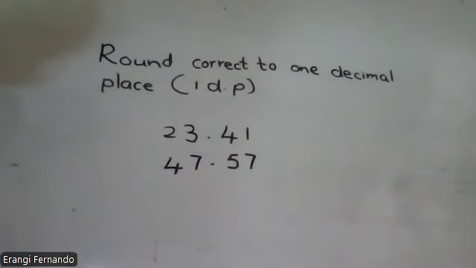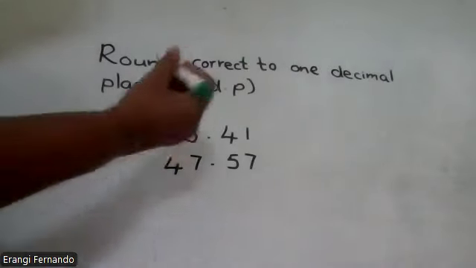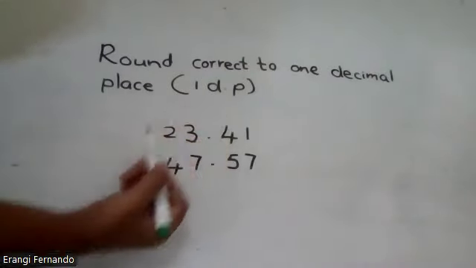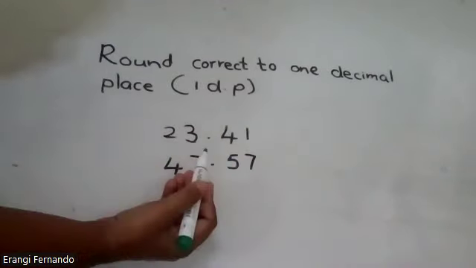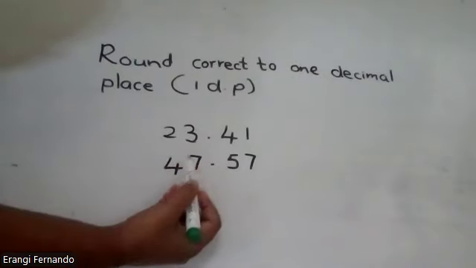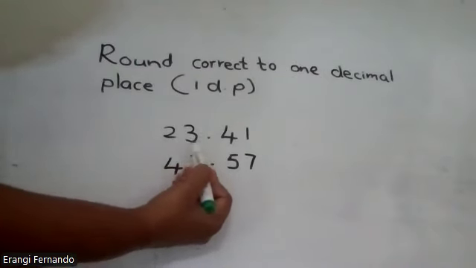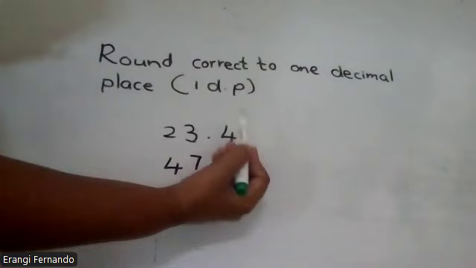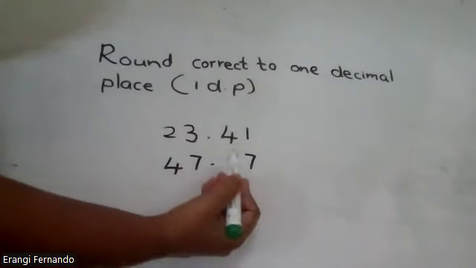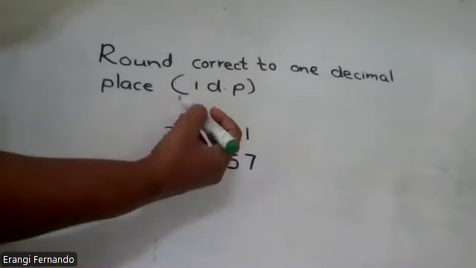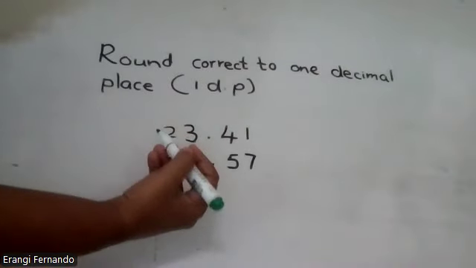Okay, today we'll discuss how to round off correct to one decimal place, if not, first decimal place. So we first will identify the place value. Before we identify the place value, we'll read these numbers. First one, 23.41. Next, 47.57.